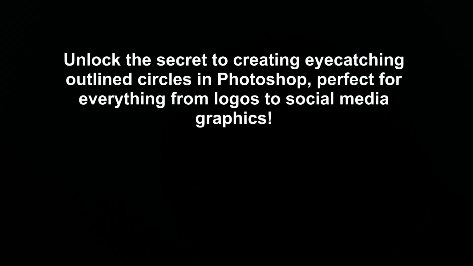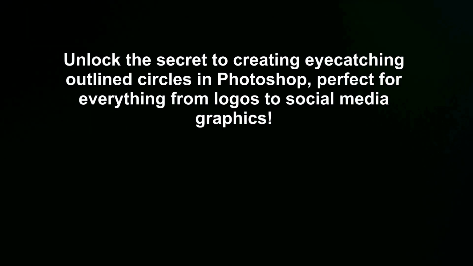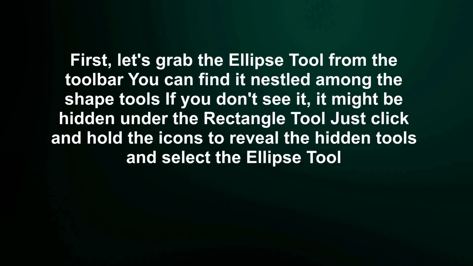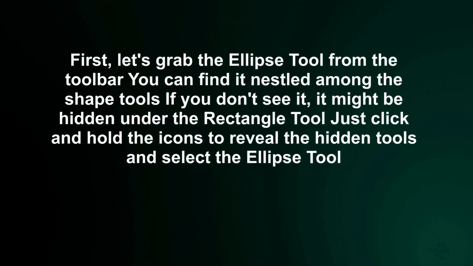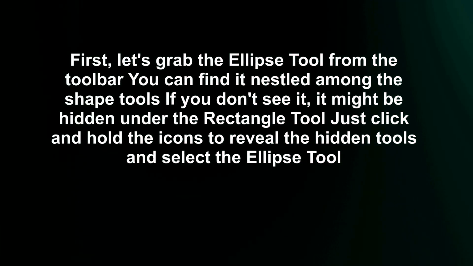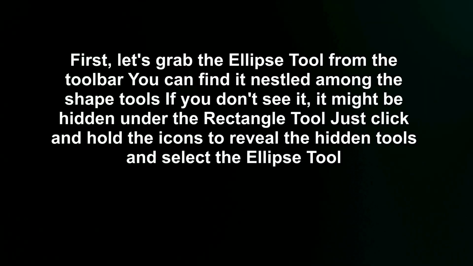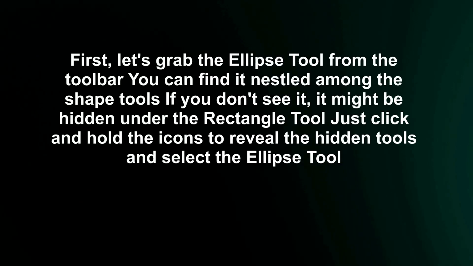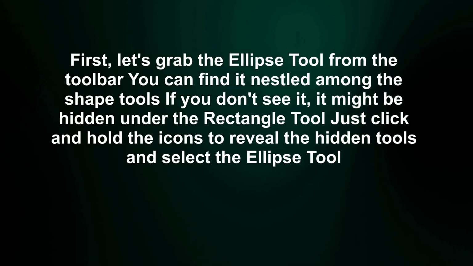Unlock the secret to creating eye-catching outline circles in Photoshop, perfect for everything from logos to social media graphics. First, let's grab the Ellipse tool from the toolbar. You can find it nestled among the shape tools. If you don't see it, it might be hidden under the rectangle tool. Just click and hold the icons to reveal the hidden tools and select the Ellipse tool.